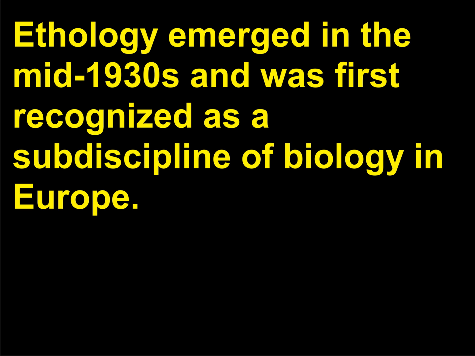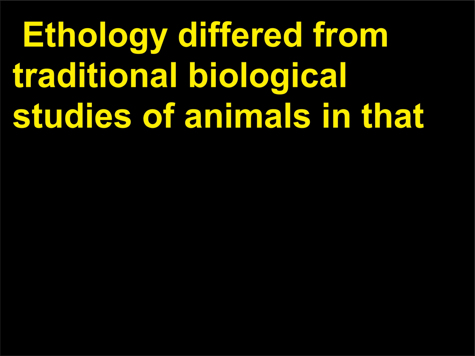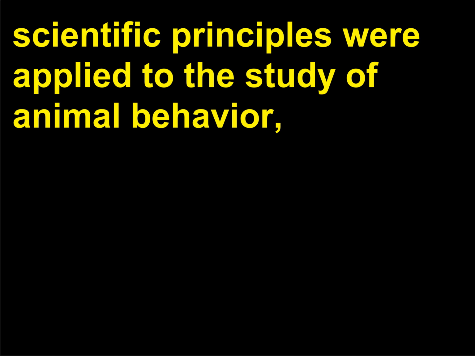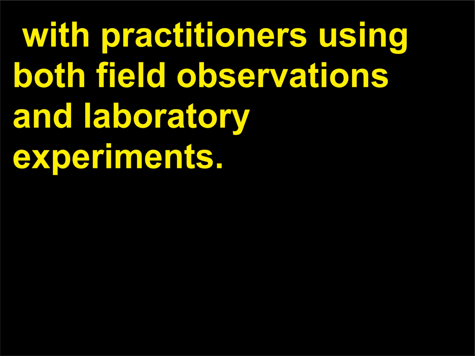What is ethology? Ethology emerged in the mid-1930s and was first recognized as a subdiscipline of biology in Europe. Ethology differed from traditional biological studies of animals in that scientific principles were applied to the study of animal behavior, with practitioners using both field observations and laboratory experiments.